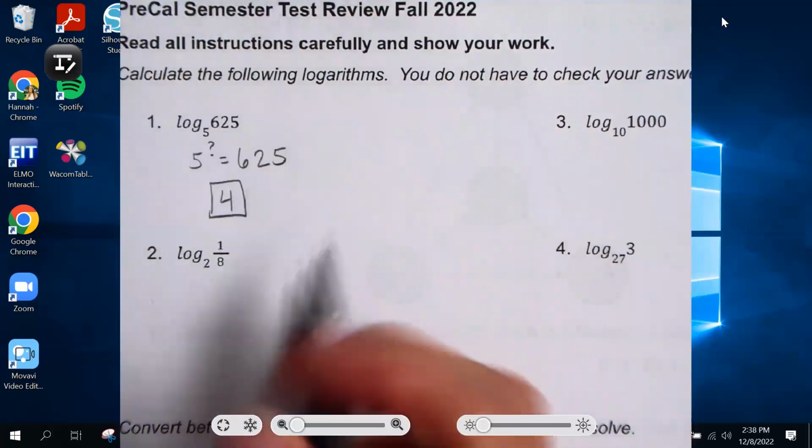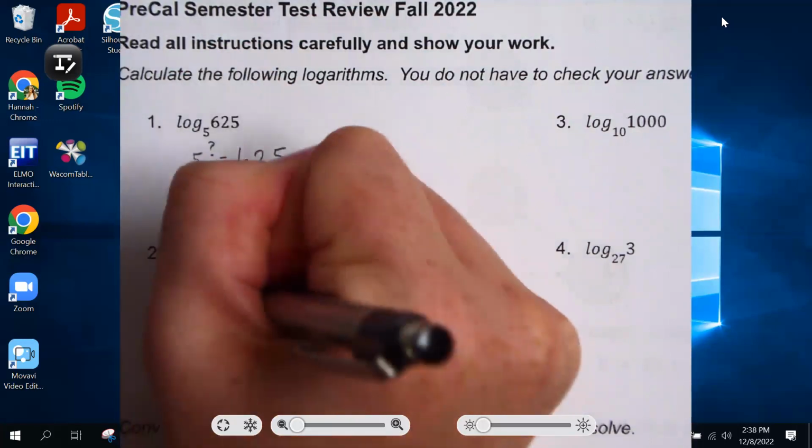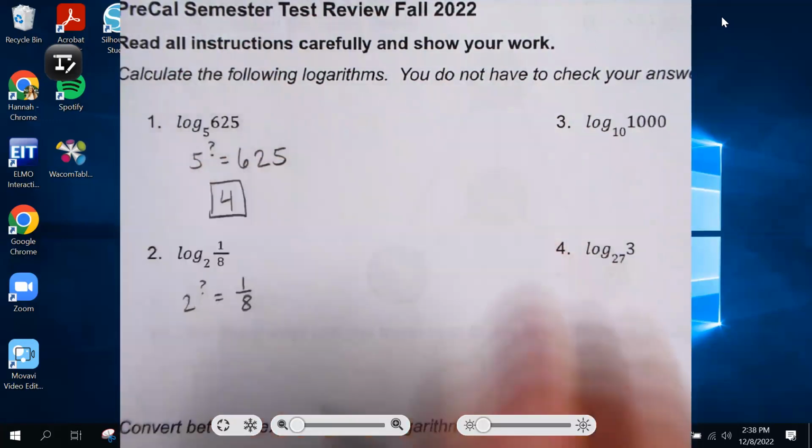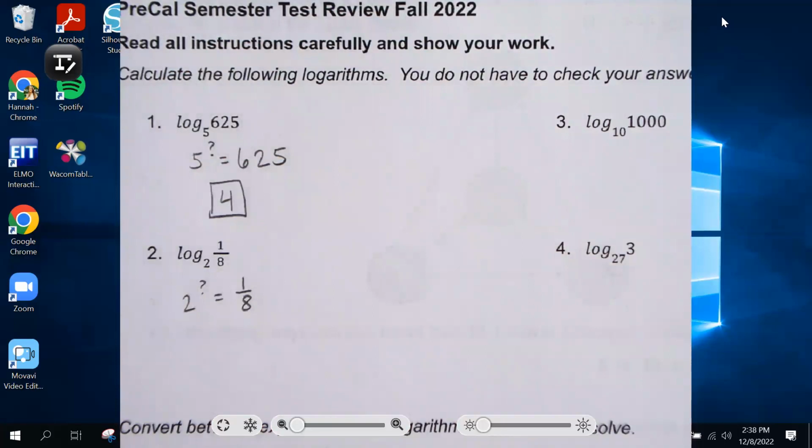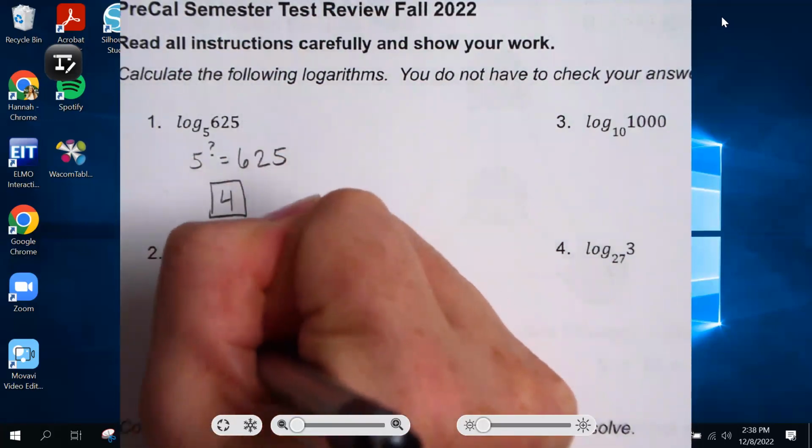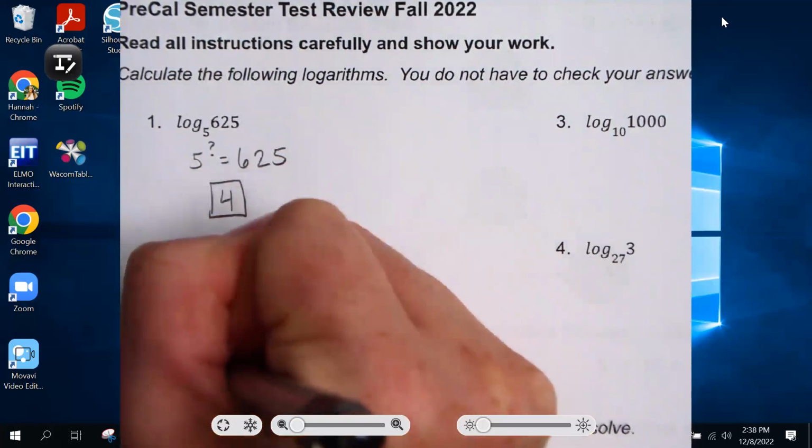Number 2, 2 to what power equals 1/8. So if you have a whole number and you're raising it to a power and you end up with a fraction, that means your exponent will be negative. In this case, it is -3.